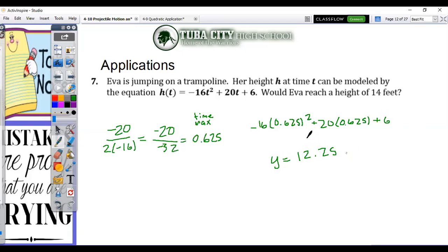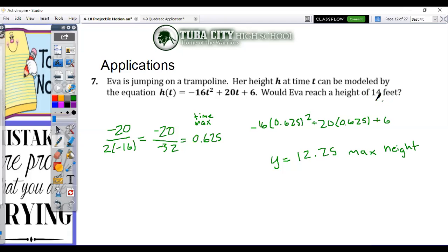And this one is going to be 12 seconds, 12 and a quarter, oh wait, no, I'm sorry. In a little bit over half a second, her max height is 12.25, or 12 and a quarter, which in terms of feet is 12 feet, 4 inches. That is her max height.